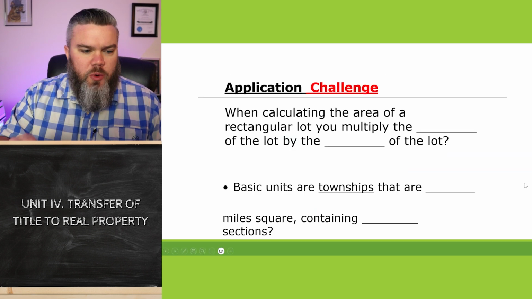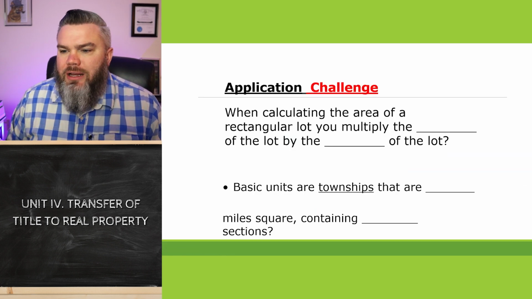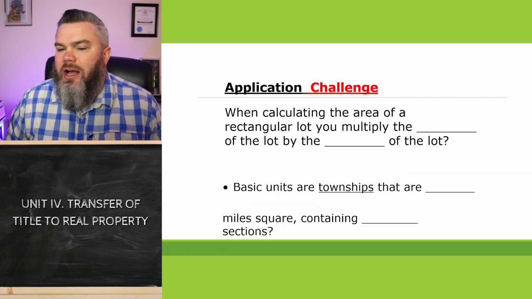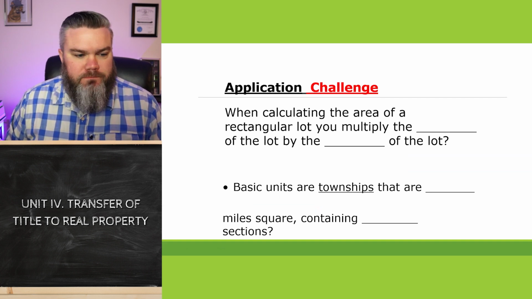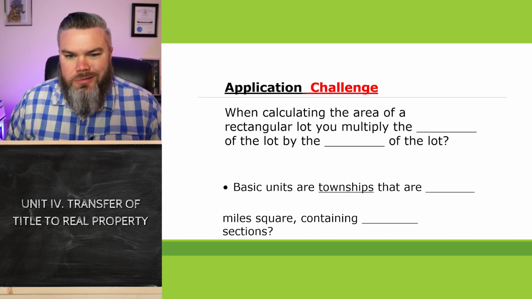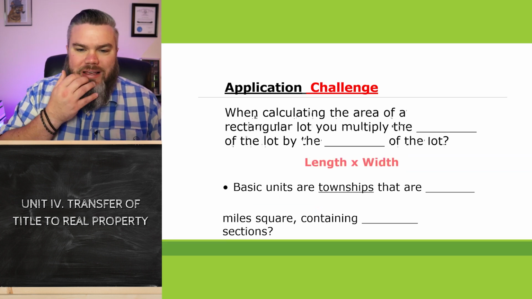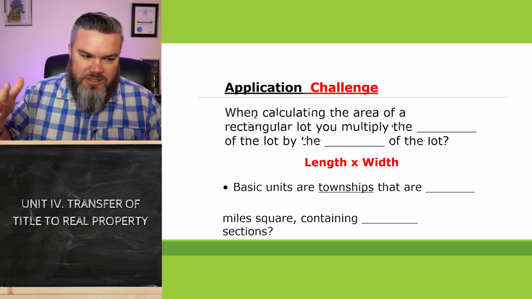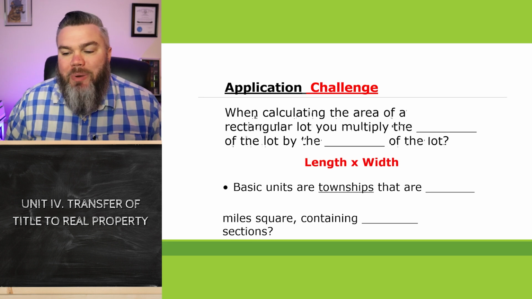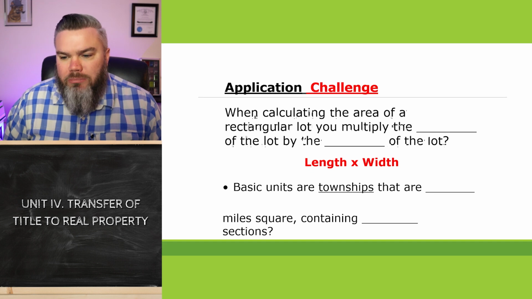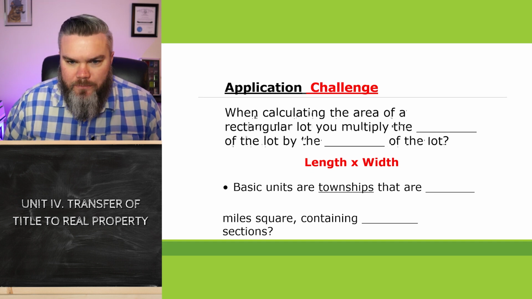So let me ask you a couple questions here. When calculating the area of a rectangle, you would multiply the blank of the lot by the blank of the lot to find the area. What is it? Length times width. And we don't really care what you call it, right? Width times depth. Width times length. Just one side by one side, right? Don't get so caught up on those words, length and width.